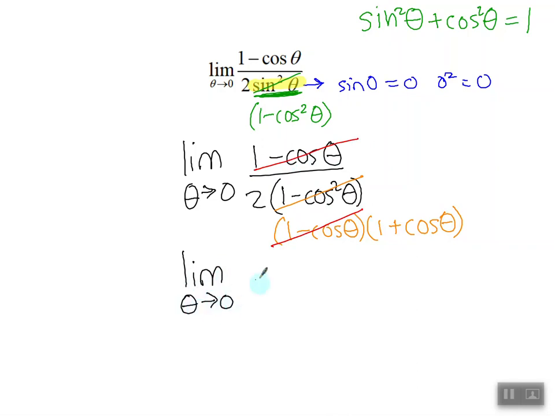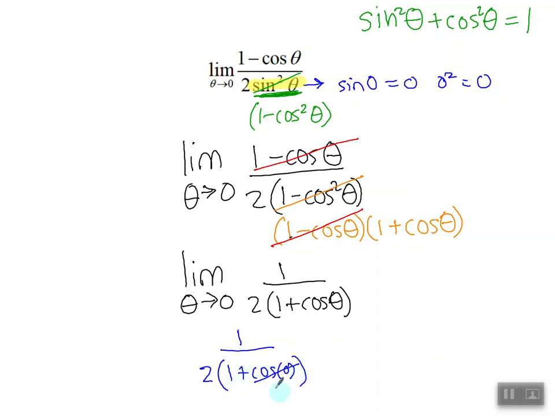Limit as theta goes to 0 of 1 over 2 times the quantity 1 plus cosine theta. Now that I've divided that bad factor out, I won't get 0 in the denominator most likely. Let's check it out. 1 over 2 times 1 plus cosine of 0. And I know that cosine of 0 is 1, so 1 over 2 times 1 plus 1 is 1 over 4. And that works out.